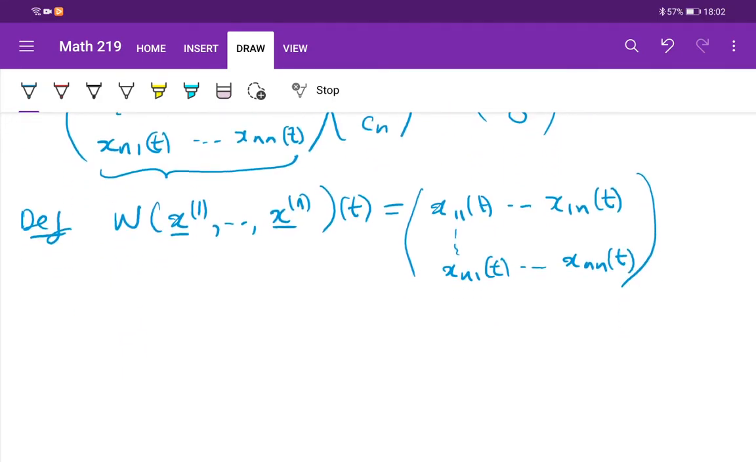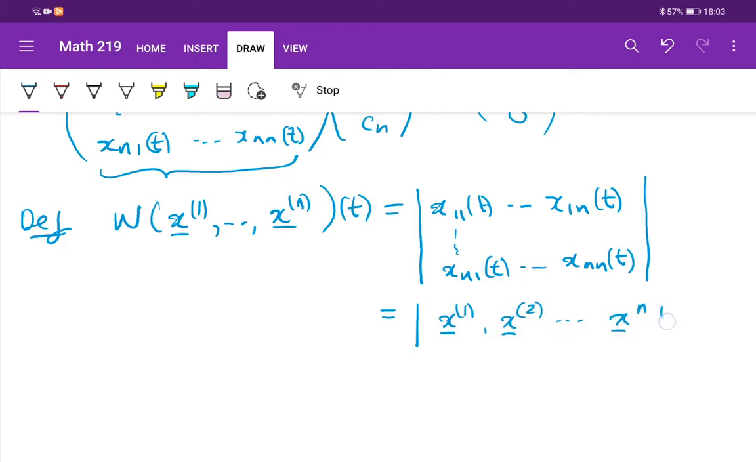So this is, I mean, there should be a determinant. Sorry. This is the determinant of the matrix when you take these as column vectors: x1 and x2 and so on, up to xn, right? It's the determinant of this matrix, and we call this the Wronskian of these functions x1 up to xn.